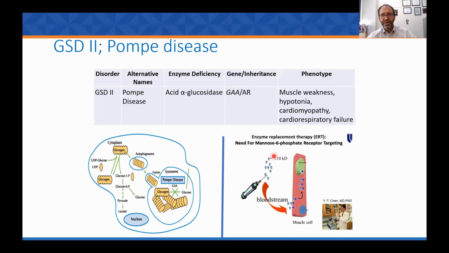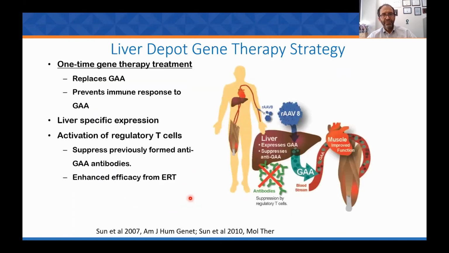The treatment that has been developed by Dr. Chen at Duke and other laboratories is an enzyme replacement therapy, and this takes advantage of the possibility of injecting the GAA into the bloodstream where it can bind a receptor on muscle cells and then be trafficked to the lysosomes where it's activated and will degrade the accumulated glycogen. We've developed this as a gene therapy. It's intended as a one-time gene replacement therapy that will make GAA continuously.